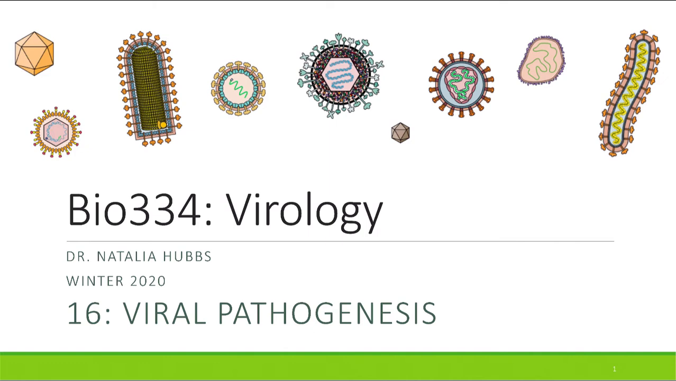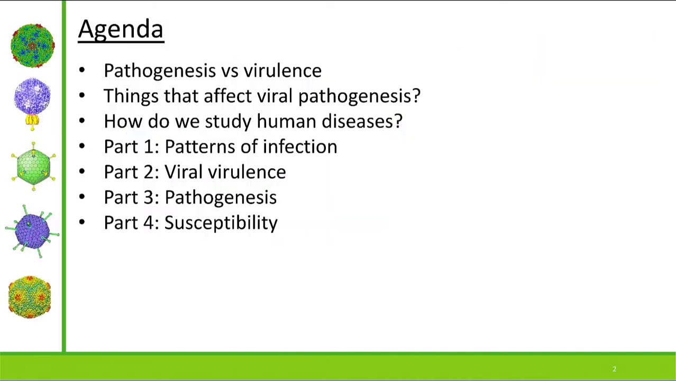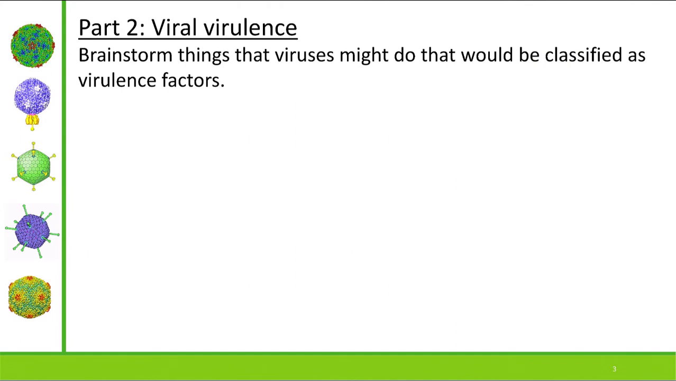And today what we're going to do is pick up where we left off. Last time we talked about this idea of pathogenesis versus virulence. We talked about what affects viral pathogenesis and how we study human diseases. And we finished up part 1, which is patterns of infection. So today we're going to start with part 2, and that is viral virulence.